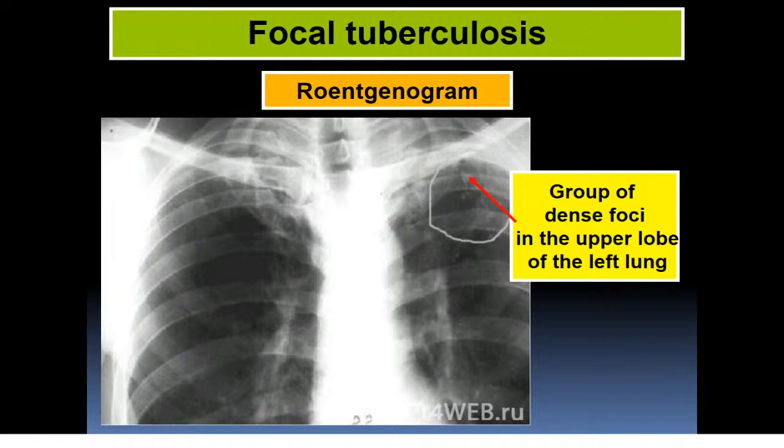On this X-ray, you can see a group of dense foci in the upper lobe of the left lung. Do you see these foci, the density of these foci is higher than the density of ribs, and the contours of these shadows are regular. This is dense fibrous foci.